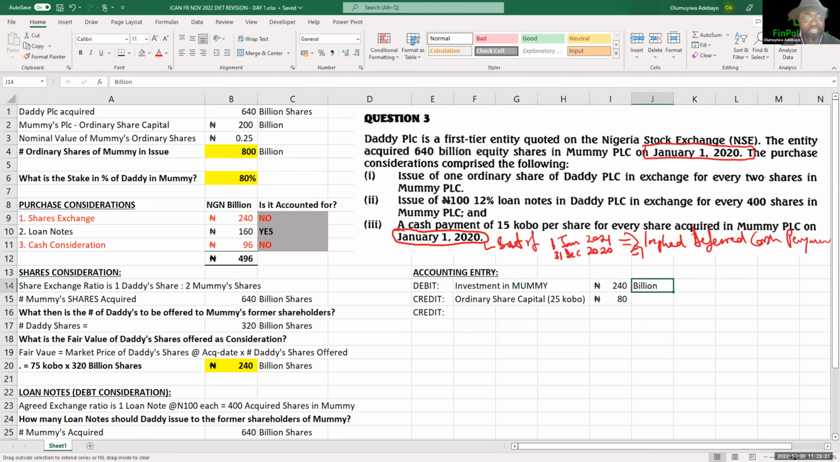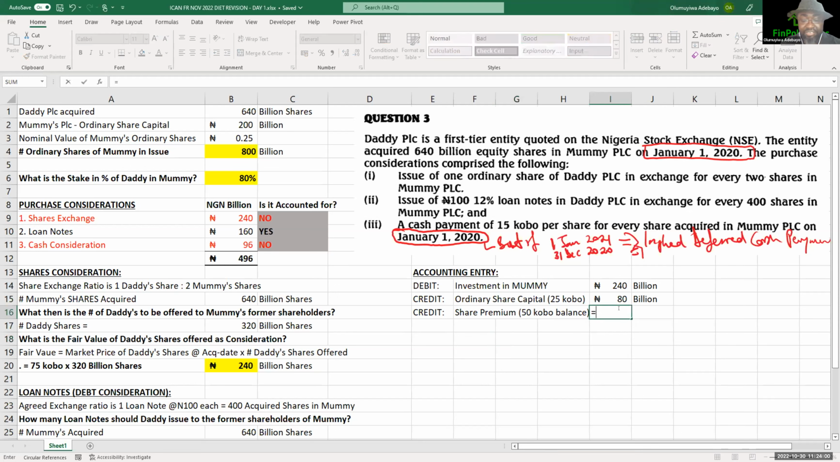Now, the difference between 75 kobo and 25 kobo speaks to the premium. In the question, we don't have share premium before, which means this is the first time we're having share premium. And share premium will be the 50 kobo balance. All because 25 kobo plus 50 kobo make up the market price of 75 kobo. By so doing, it means 50 kobo, 0.5 naira, times the 320. At the end of the day, the sum of 80 and 160 gives me that 240. Okay, that is it.